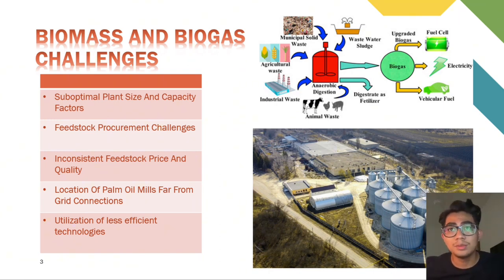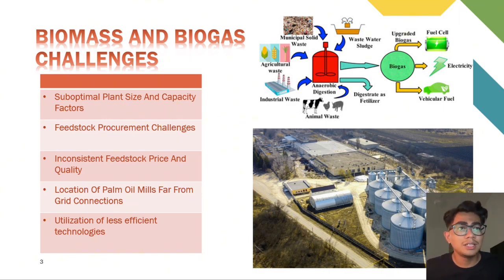Next, the biomass and biogas industry sector also faces some challenges, which is suboptimal plant size and capacity factors, which is challenges in achieving optimal plant size and capacity due to difficulties in procuring sufficient feedstock, impacting the overall efficiency of biomass and biogas facilities. Secondly, feedstock procurement challenges, which is issues in the procurement of feedstock, which can lead to operational inefficiencies, increased costs and disruption in the production of biomass and biogas energy.